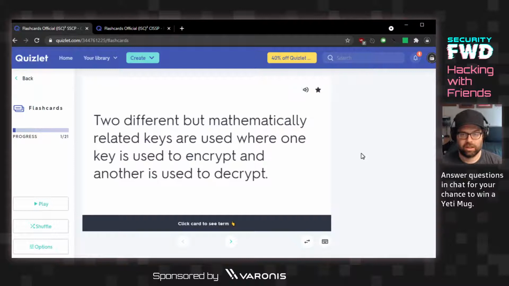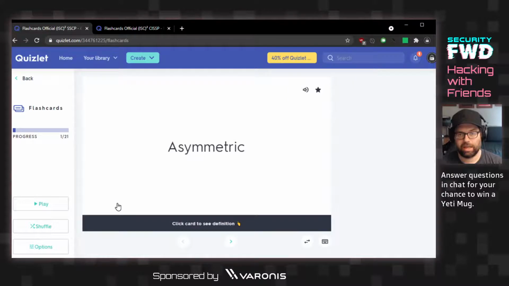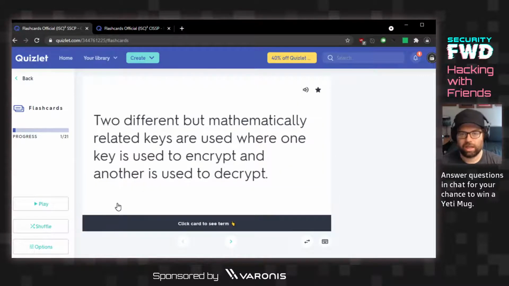So in this case, 8-bits answered, I think, correctly, which is asymmetric. So let's go ahead and see if that's the case. Asymmetric. Awesome. Yeah. So asymmetric is anytime you have two keys and the public one is used to encrypt and then the private one is used to decrypt. So that's the basis of tremendous amounts of networking and encryption infrastructure we all use every day on the internet.